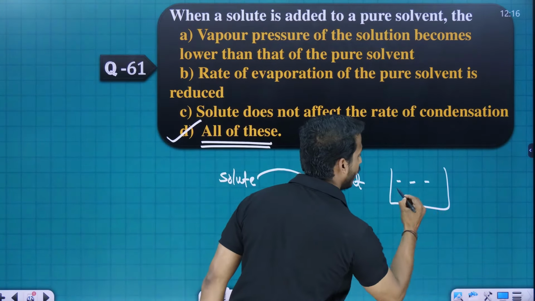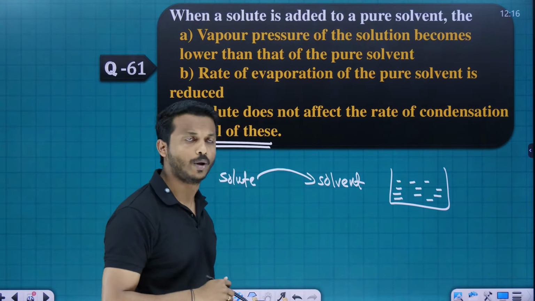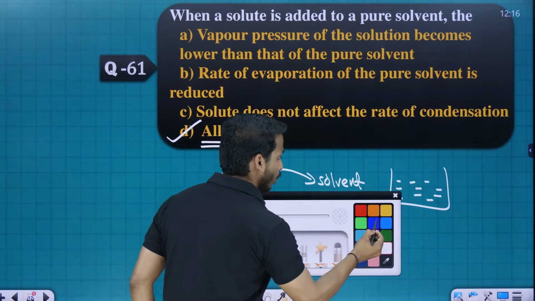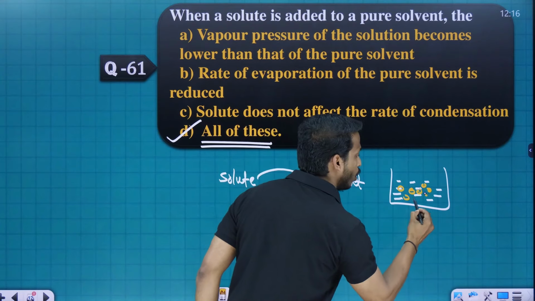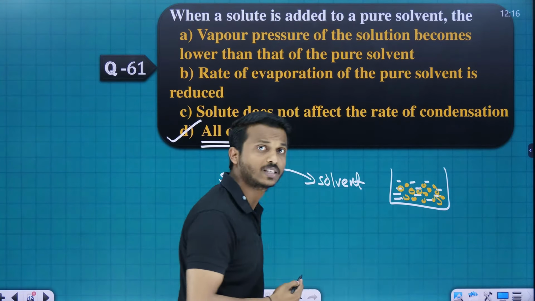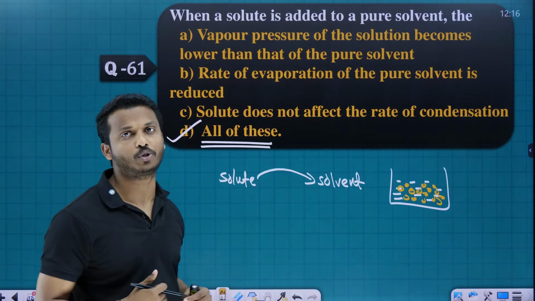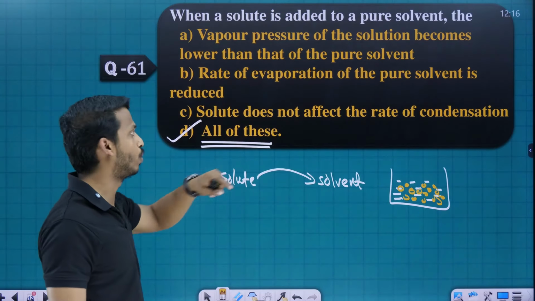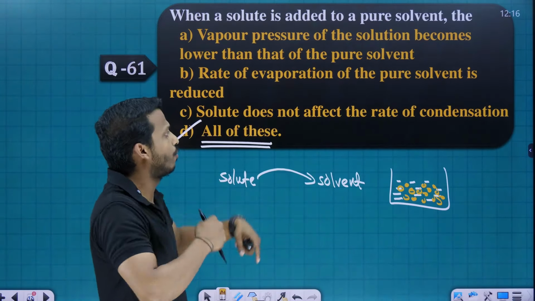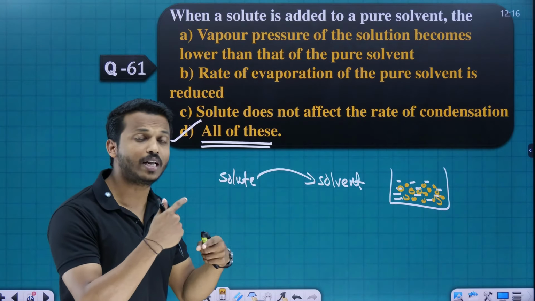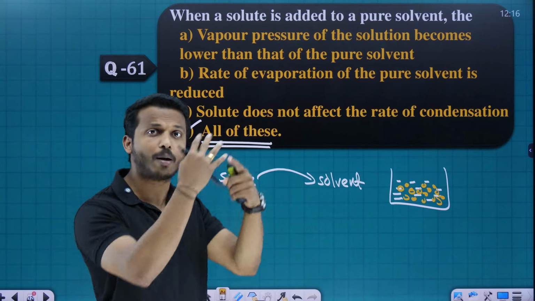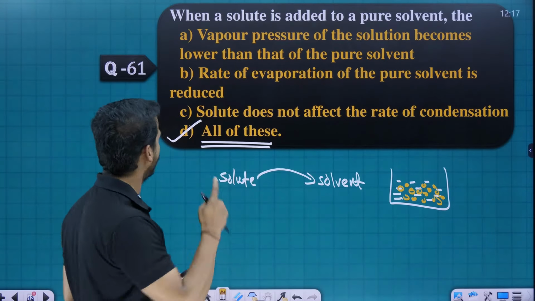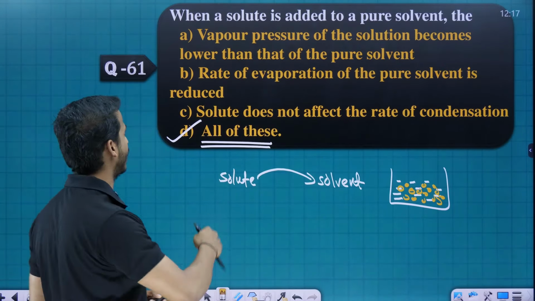Rate of evaporation. See, suppose it contains only solvent, solvent definitely evaporates, right? So the rate of evaporation will be more. But when you add solute into this, what happens? Solute particles do not undergo vaporization faster, so it will reduce the vaporization of the solvent. Rate of evaporation of the pure solvent is reduced, yes, when you add solute. And solute does not affect the rate of condensation. Rate of condensation and evaporation both depend on solvent, because only solvent makes vapors, right? So yes, all of these are correct. Option D is the correct one.